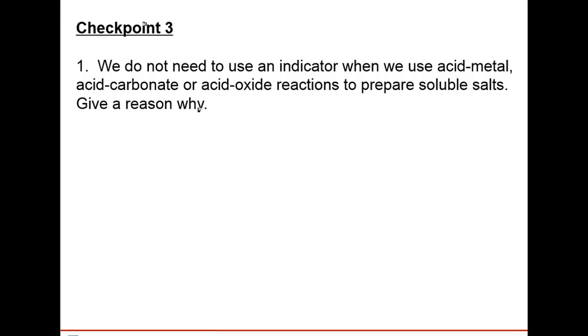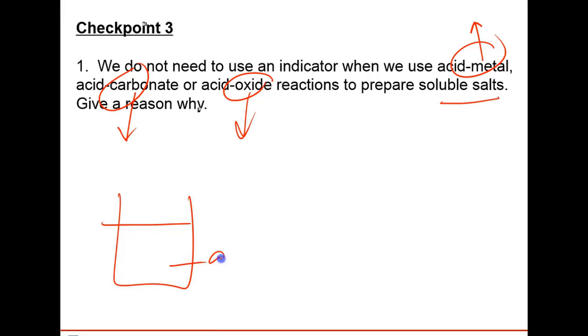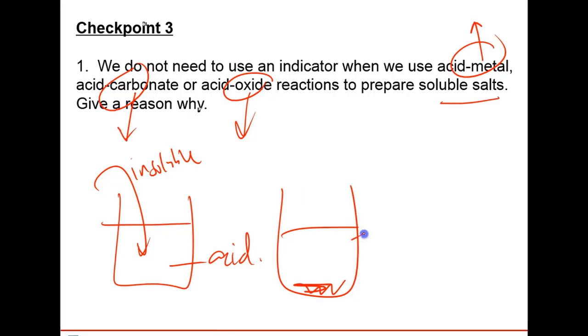Okay, so for checkpoint 3, first question: we don't need to use an indicator when we do acid-metal, acid-carbonate, or acid-oxide reactions. Why? Any idea? Quite simple, right? Because metals are insoluble in acid, carbonates are insoluble, oxides are insoluble. So if I want to prepare a soluble salt, I have acid, I add in my insoluble reactant, I add excess of it, I will simply have the salt here with the unreacted reactant. Then I filter this out, and I can either evaporate to dryness or crystallize to get the salt out.